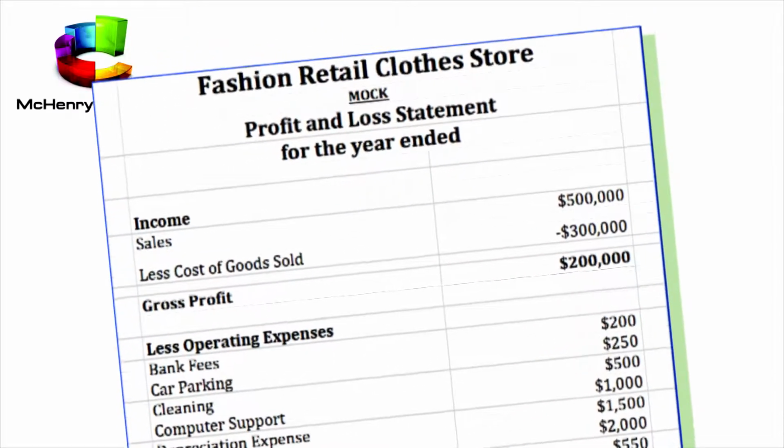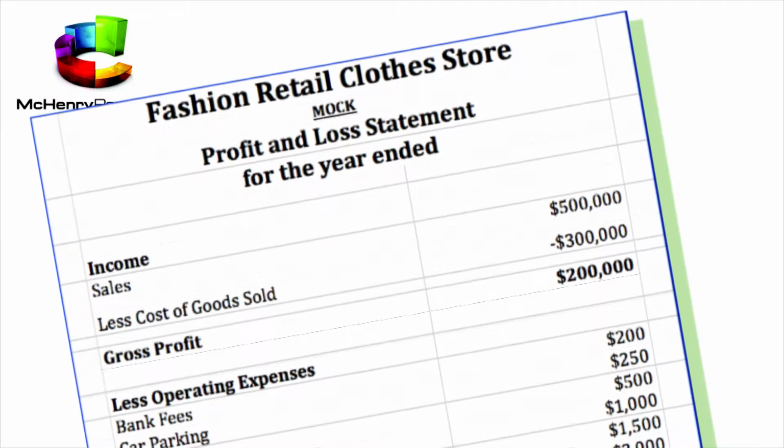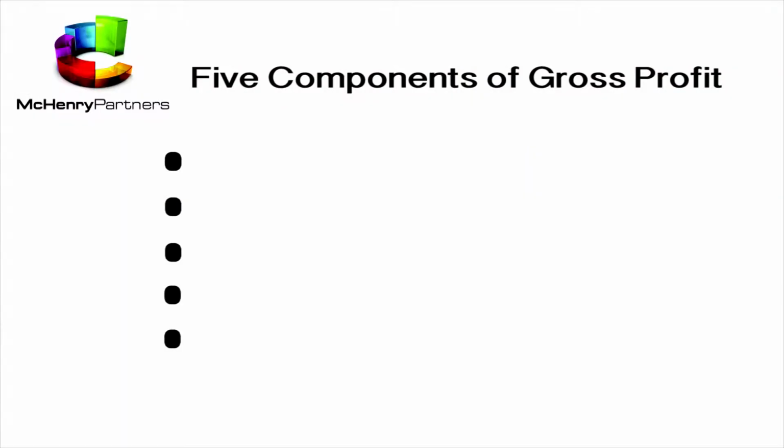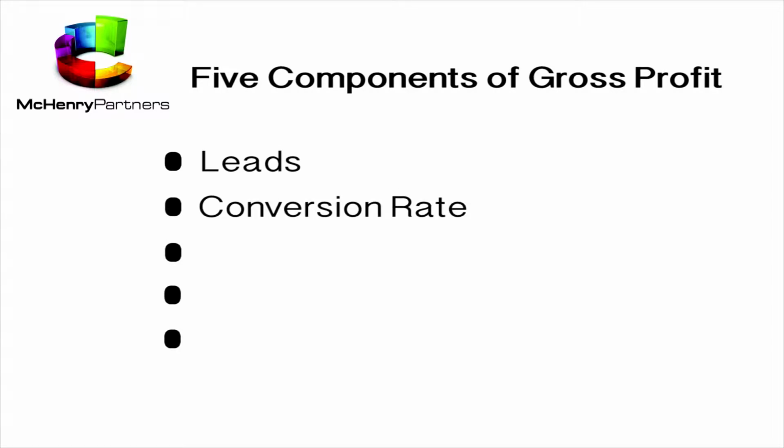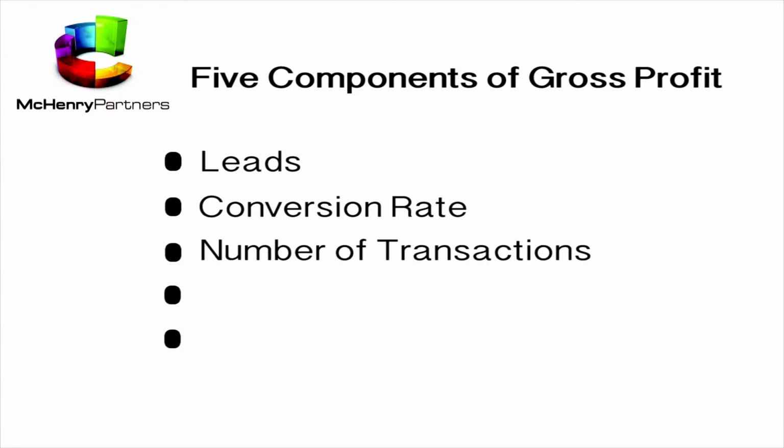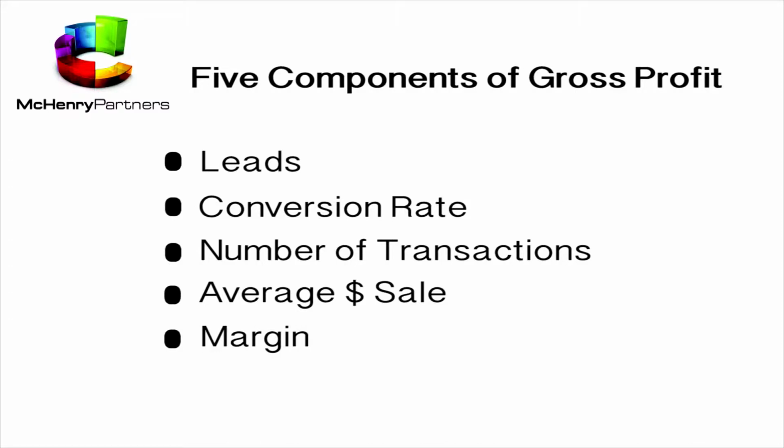The biggest upside and profit improvement MOC could achieve is by focusing on how they can improve their gross profit of $200,000. To do this, firstly we have to understand the 5 components that contribute to MOC's gross profit. The 5 components contributing to gross profit are leads or inquiries of potential customers, the conversion rate that leads are converted to customers, the average number of transactions each customer will purchase in a year, the average dollar spent per transaction, and the percentage margin on sales.